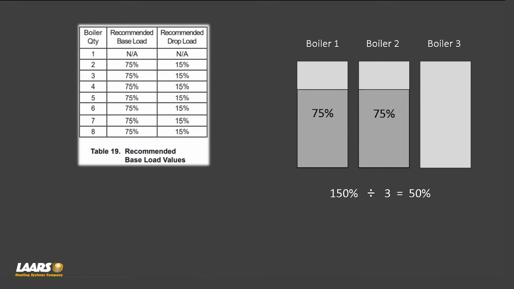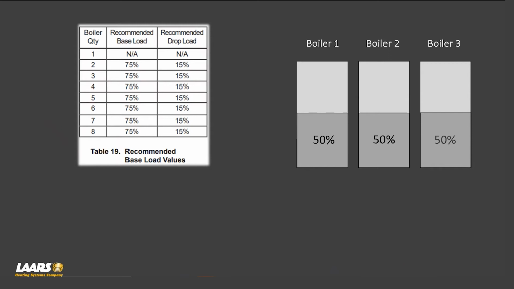However, what are we operating at? In this example, we're operating at 150%. We're going to divide that by 3 boilers. So boiler 1 and 2 will modulate down to 50%. Wait for boiler 3 to come on. In my example, it's 25% of fire. Now that modulates to 50%. Once they're all there, they can modulate to wherever they need to. Maybe it's 75%, maybe it's 80%, maybe it's 100%.